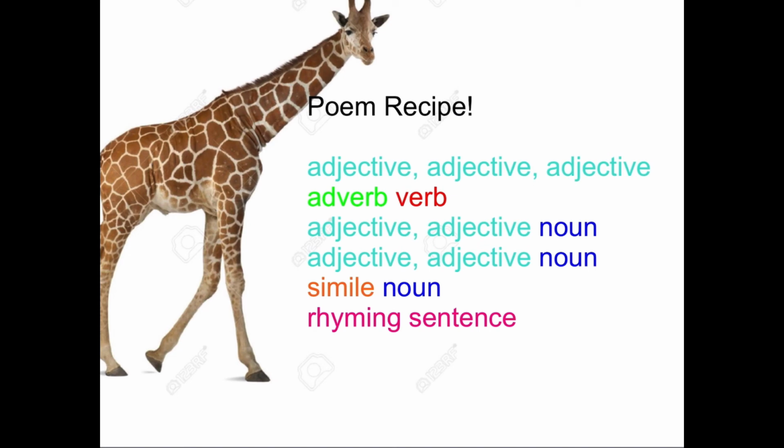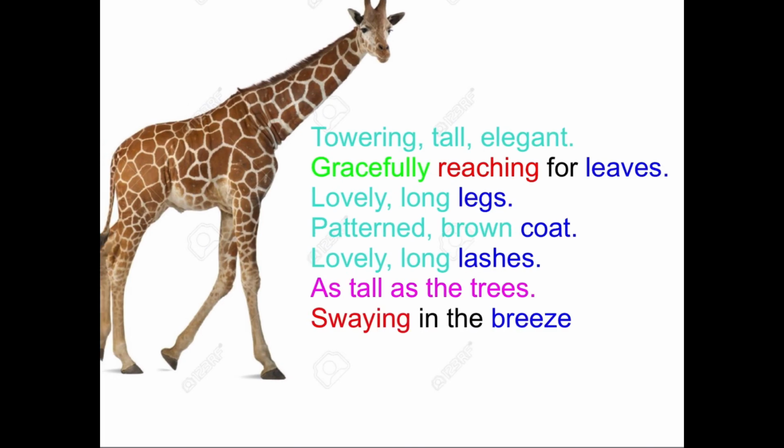And actually, if you look at the colours there, the words are written in, that is the colour code that we use. So light blue for the adjectives, dark blue for the nouns, red for verbs, and then adverbs are green. And I sort of just made up my own colour for simile and for a rhyming sentence. So this is my attempt at that one using that poem recipe.